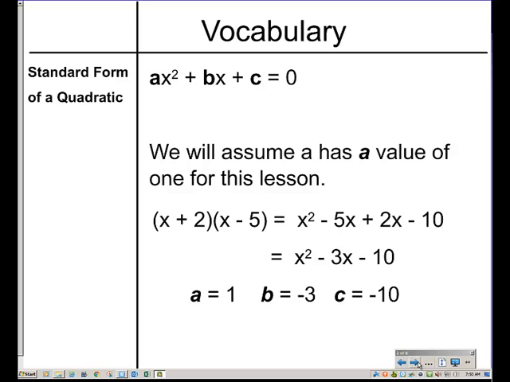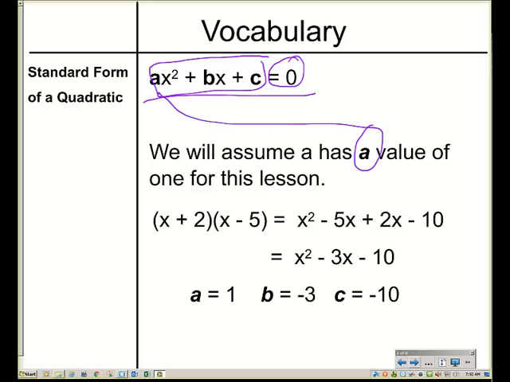First thing we need to know about is the standard form of a quadratic. Right here we have ax squared plus bx plus c equals 0. We don't necessarily have to have it equal to 0, but everything on this side is considered the standard form of a quadratic, and what we're actually looking at is a quadratic trinomial. For this lesson though, we're going to assume that the a value, which is the one out in front, is going to be a 1.